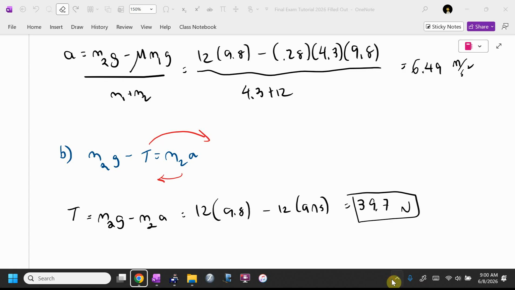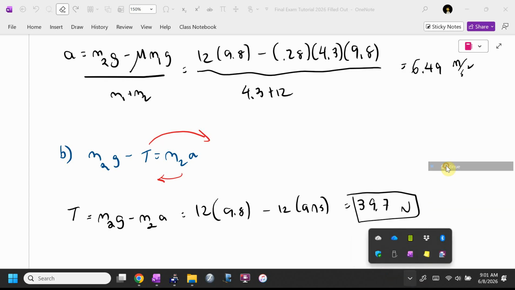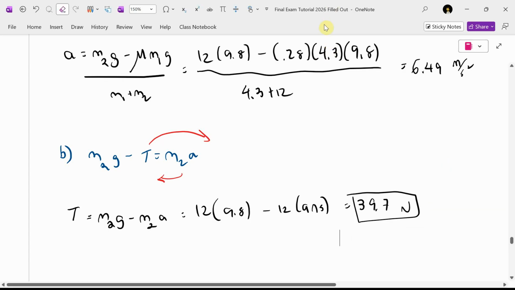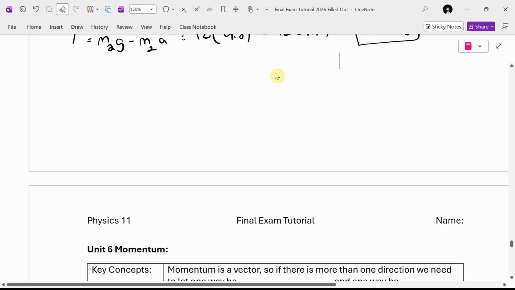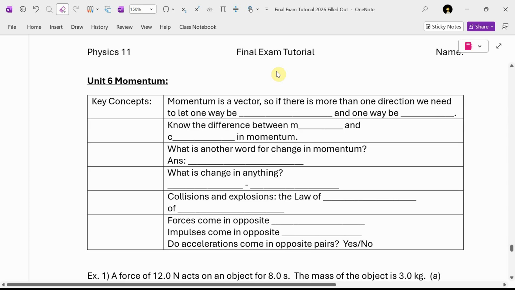Pause for a second. Give me 1 second. If you're okay, I want to try and plow through all of momentum for the remainder of class so I can give you a complete review period on Wednesday. That's the goal. So really quickly, key concepts for momentum.